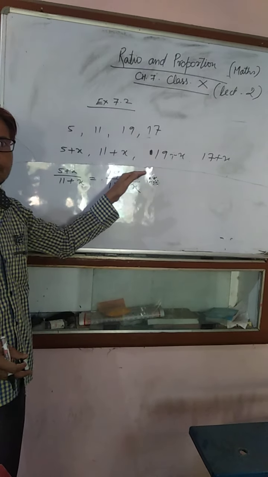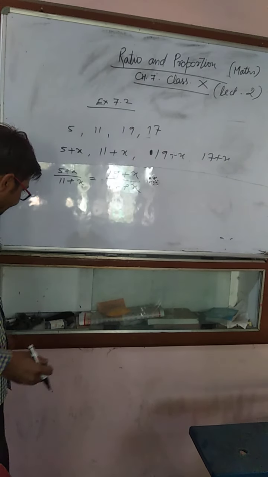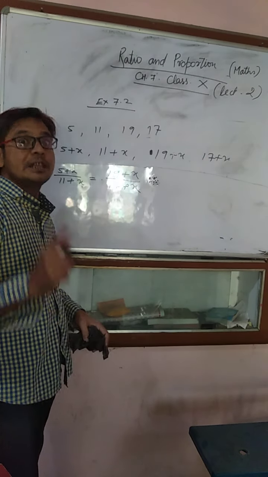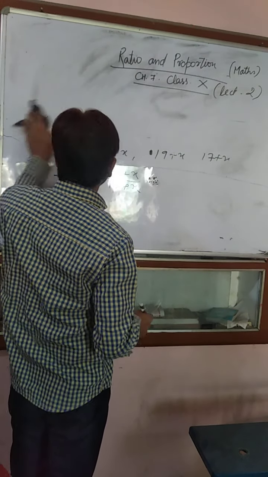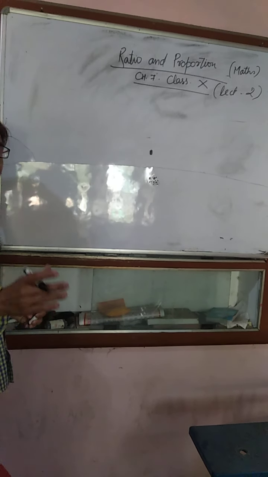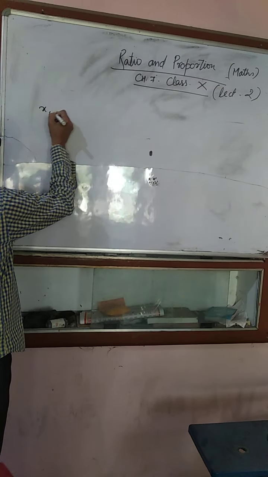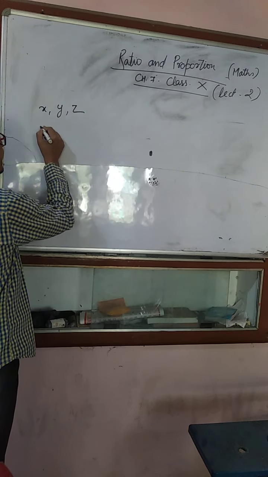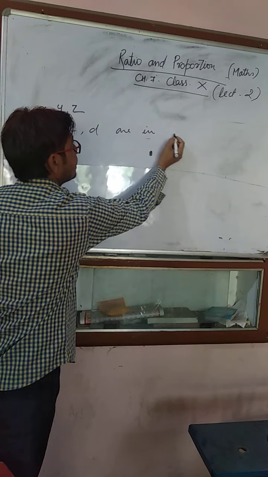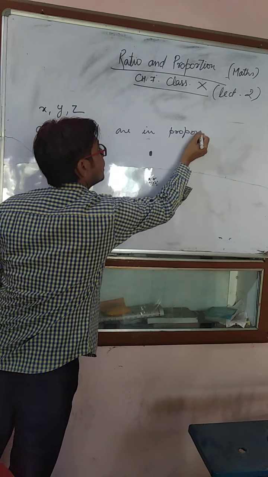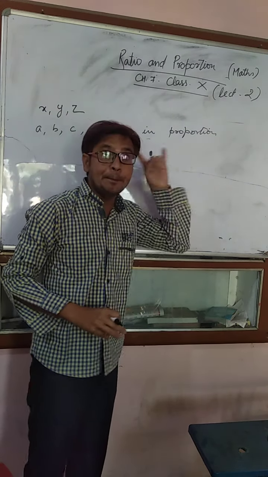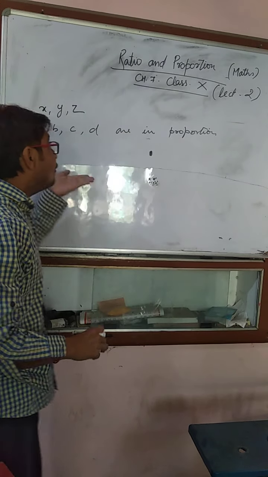These types of questions are in your exercise. And one main important thing which comes in the book is this: suppose a, b, c and d are in proportion, not in continued proportion, simply proportion, then how will you prove?